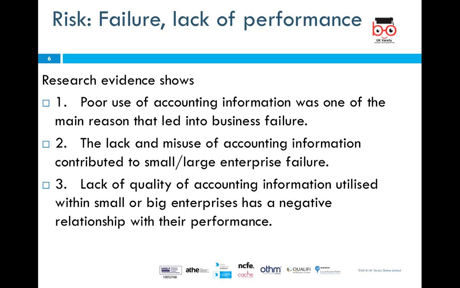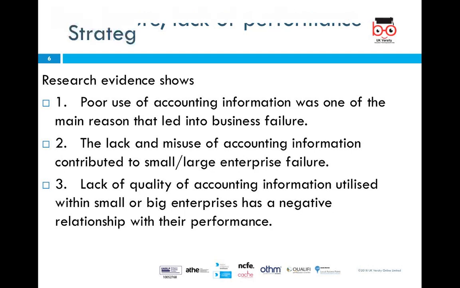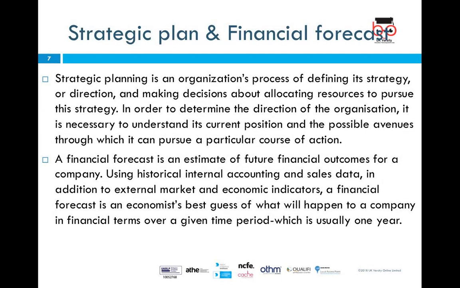Also, a lack of quality of the accounting information utilized within small or big enterprises has a negative relationship with their performance. That means bad quality accounting information causes bad performance of the business, and vice versa. These are the basic risks which cause failure, lack of business performance and shutdown, if we do not use the financial data appropriately in our business. So we use financial information for our strategic planning and financial forecasting.